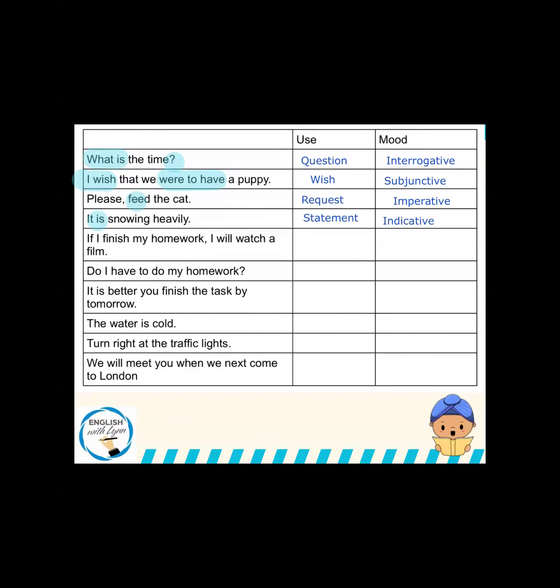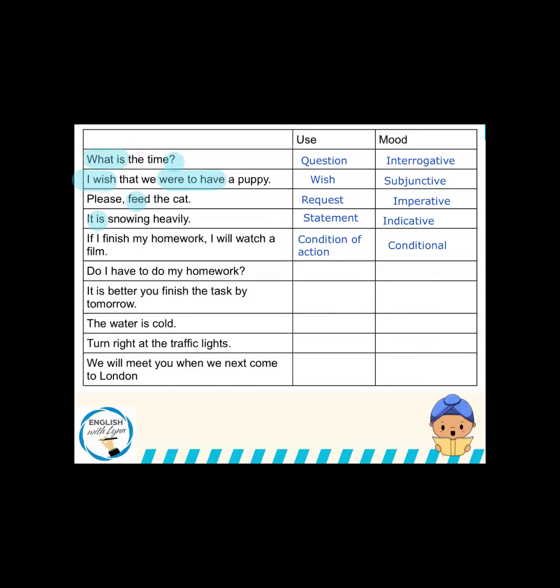Now the next one, if I finish my homework, I will watch a film. So this part here, I will watch a film, is the statement part of the sentence. If I finish my homework, that is the condition that I am able to watch the film. So this sentence here, the usage is showing the condition of the action. And because it is showing the condition of the action, it is a conditional sentence.